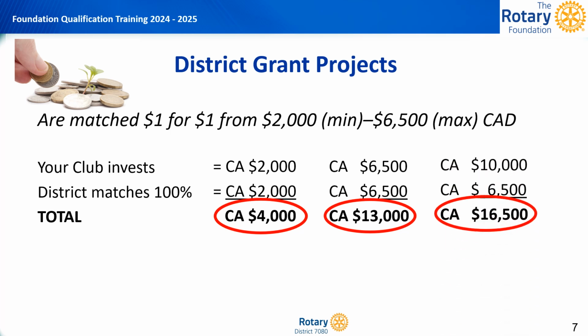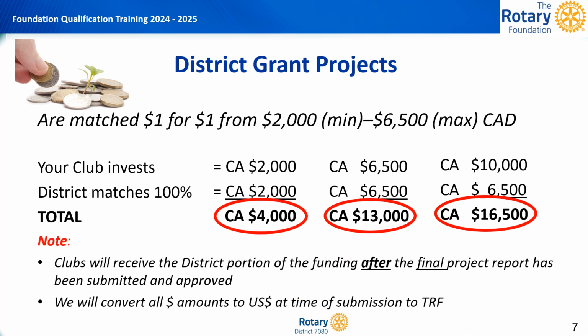It is possible that a club might want to implement a larger project, in which case a club can contribute as much money as they want, but the maximum district match will still be $6,500. Clubs are required to provide the total funding upfront for the project. Once clubs have submitted their final report and it's been approved by district, the check will be issued and the club will be reimbursed for the grant funds.